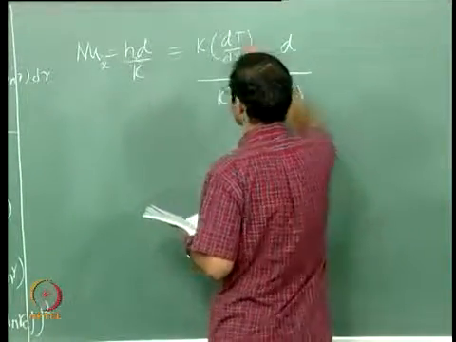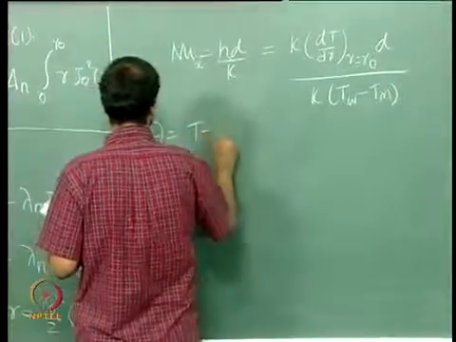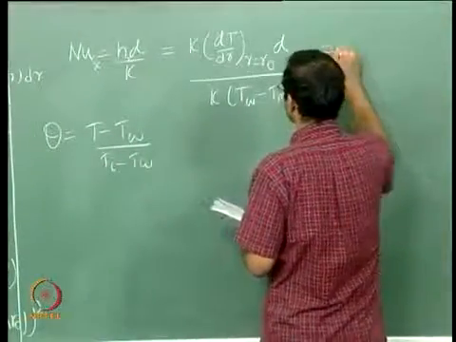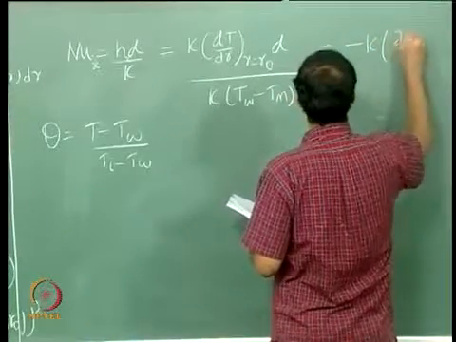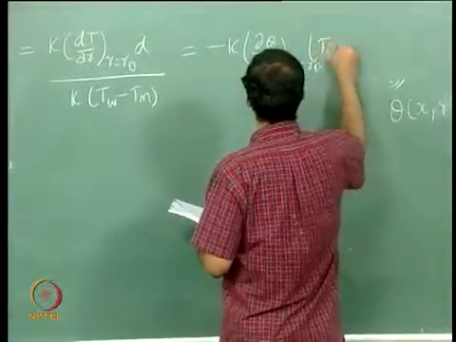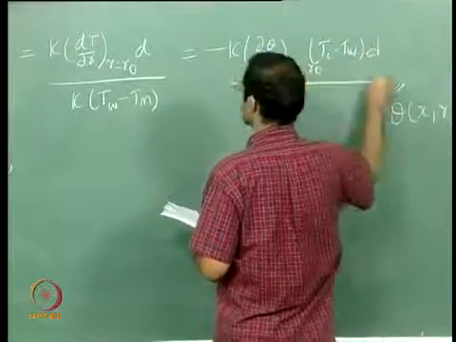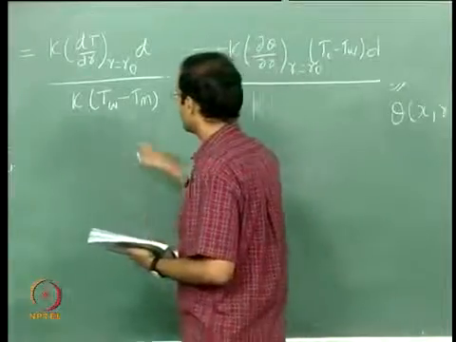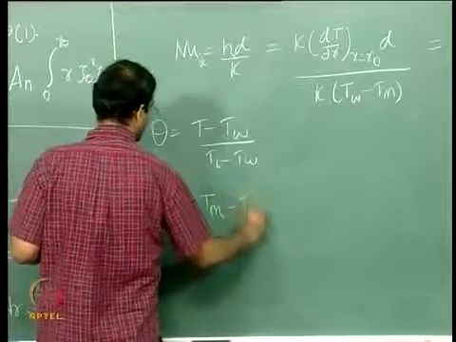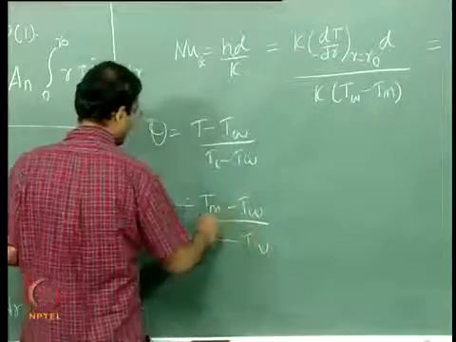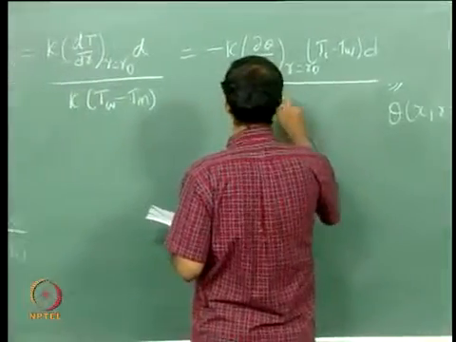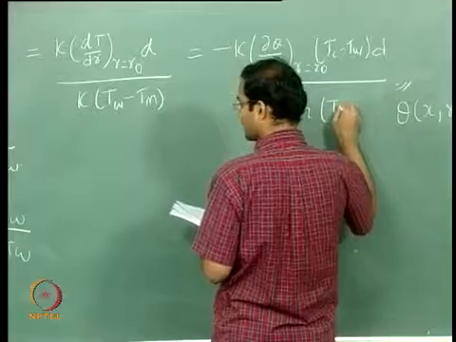Now I can substitute in terms of non-dimensional theta. Theta is defined as T minus T wall by Ti minus T wall. So I can write this numerator as minus k into d theta by dr at r equal to r naught times Ti minus T wall into d, divided by k times T wall minus T mean. I can define theta mean as T mean minus T wall by Ti minus T wall. So I can write T mean minus T wall as Ti minus T wall into theta m. So k into theta m into Ti minus T wall.